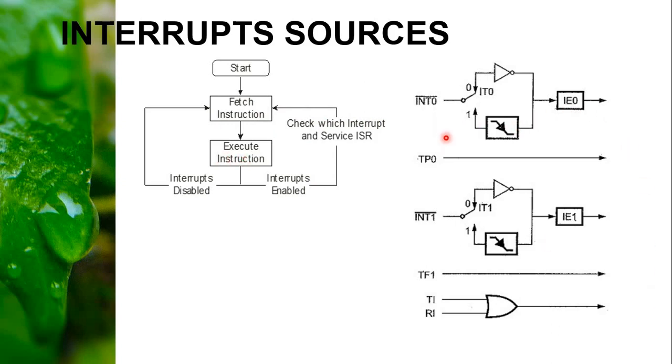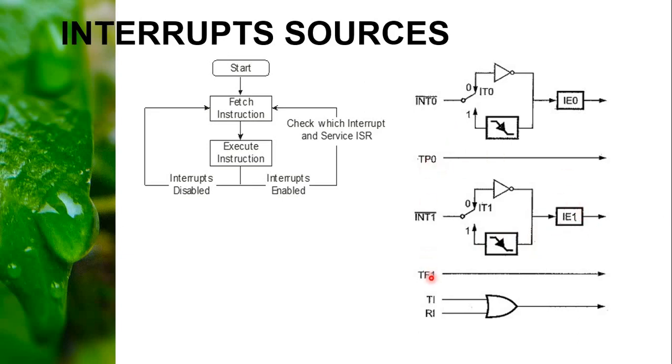This is external hardware interrupt 0. If it is 0, it will give output through this NOT gate to IE0. If external hardware interrupt 1 is accessed, it will be 1, it will be given to this and it will produce output as IE1. Remember that if the external hardware interrupt is disabled, it produces output through the NOT gate and it is produced in IE0.